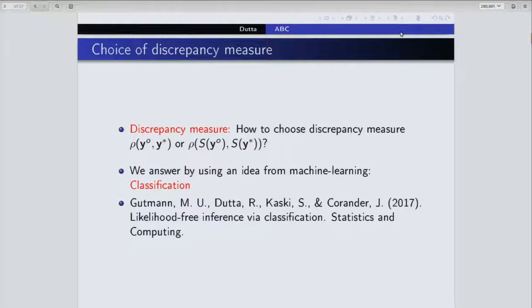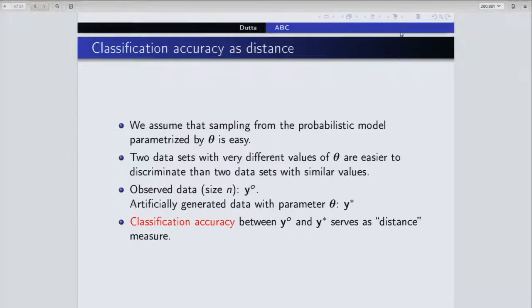As a fundamental, how to choose the discrepancy measure: we want to find a rho between the observed data and the simulated data, or the summary statistics from Y0 and Y star, and we want to measure a distance between them. That's the main point of ABC. And how do we do that? Here we answer that by using an idea from machine learning, which is classification. If you're interested, this is a paper in Statistics and Computing from this year. You can have a look there.